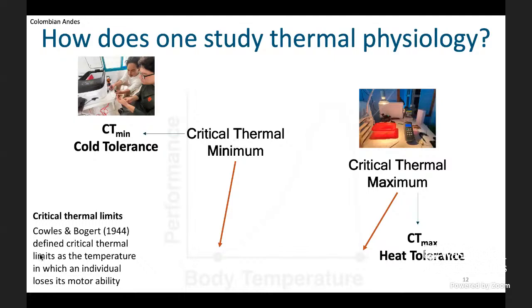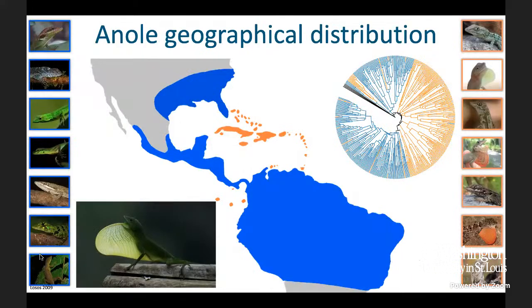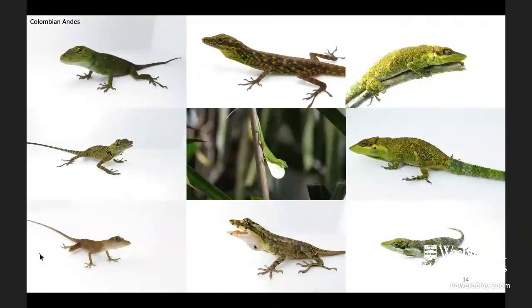So again, I said I work with anoles, and they are distributed in the Neotropics. They can be found on islands and mainlands, and they go as low as sea level and as high as 3,700 meters above sea level. Just to show you some of the lizards that I worked with when I was in Colombia, I can show you some examples. And just so you know, these are my favorite species right here. That's why there are 3 pictures of that one.